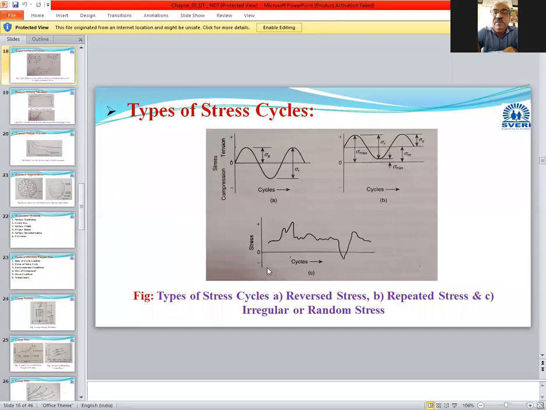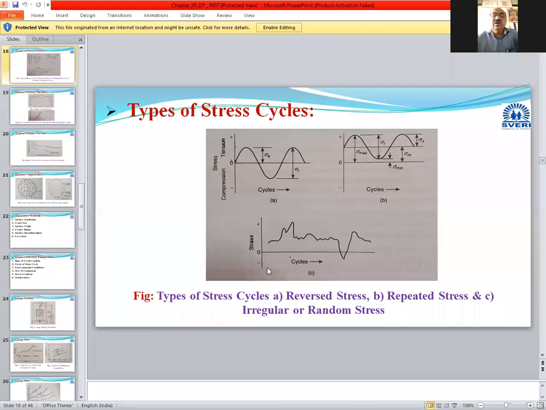So here the types of stresses and the variations in the stresses are given. First, A, reversed stress is there. Here the reversed stresses are in compression and tension. The upper part is tension, the lower part is compression. Then repeated stresses are there, with the same amplitude, and random stresses.